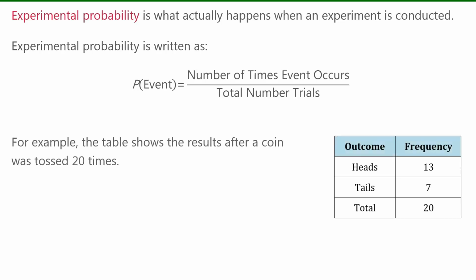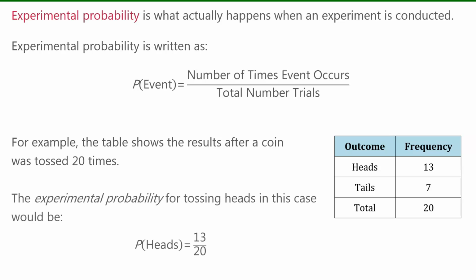For example, the table shows the results after a coin was tossed 20 times. The experimental probability for tossing heads in this case would be 13 over 20, because when the coin was tossed 20 times, it landed on heads 13 times.